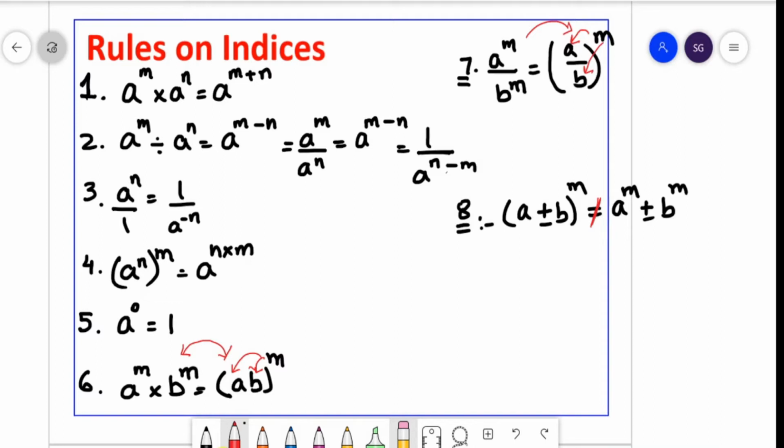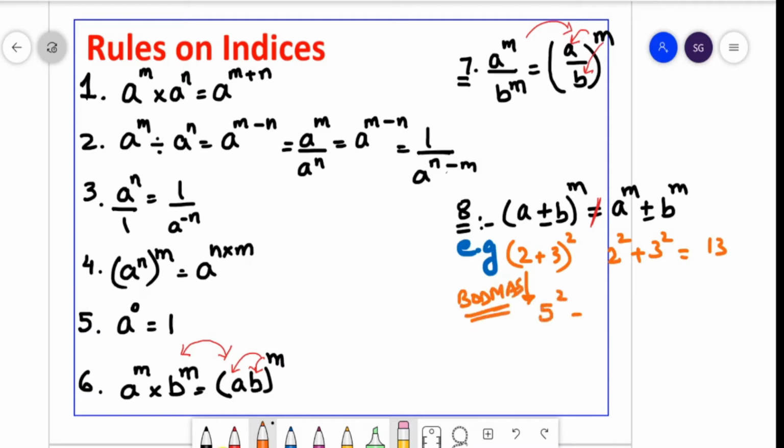Let's take an example for that. Let's say we have 2 plus 3 and their whole power is 2. If we were to follow this, we would write 2 squared plus 3 squared, which is 4 plus 9, 13. But actually, using the BODMAS rule, 2 plus 3 is 5 and 5 squared is 25.